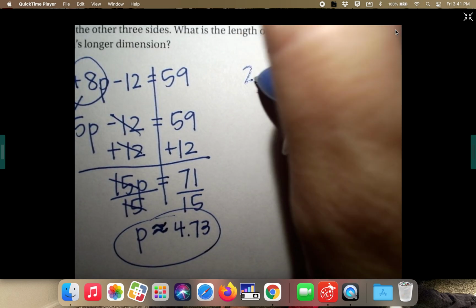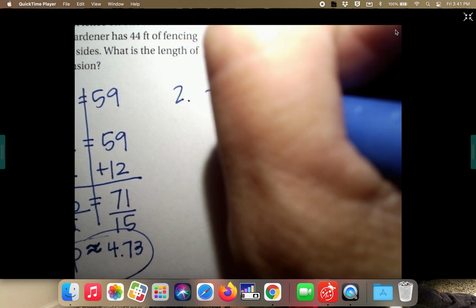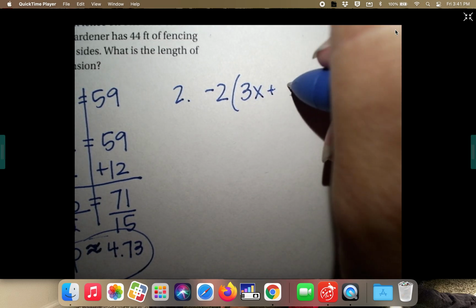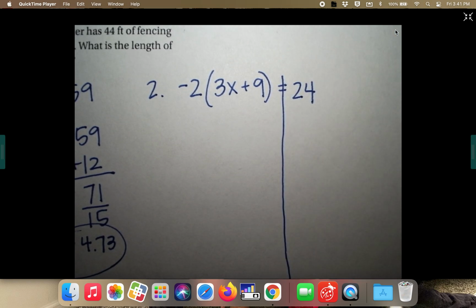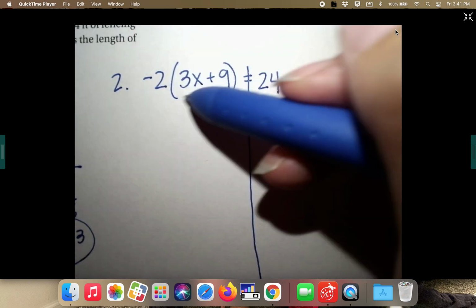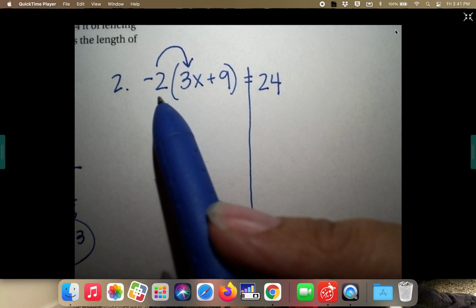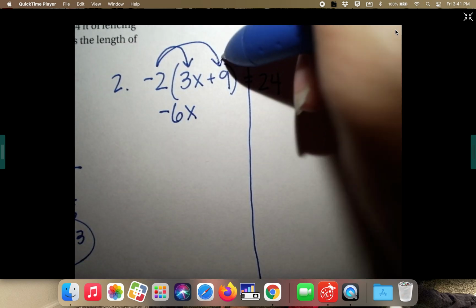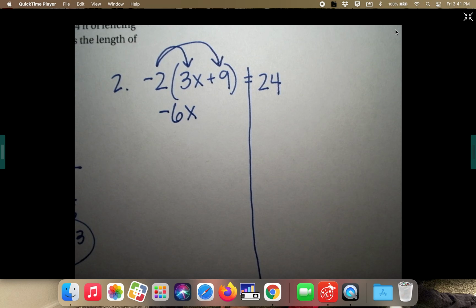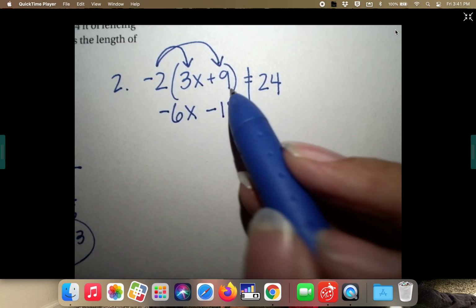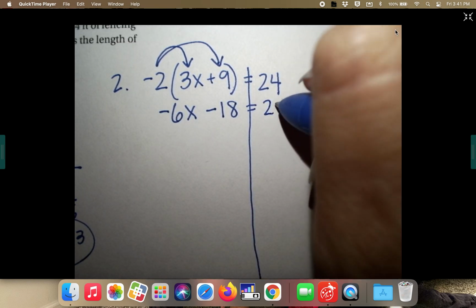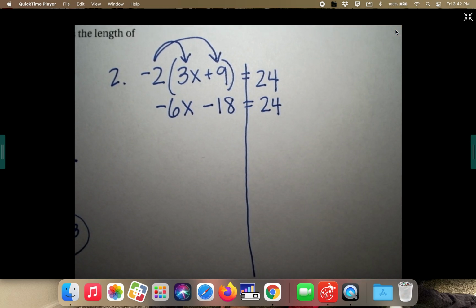Okay, number 2 is negative 2 times the quantity 3x plus 9 equals 24. So what you're going to do is distribute. Anytime you have parentheses, you want to get rid of them by distributing. So negative 2 times 3x is negative 6x. Negative 2 times 9 is negative 18. So it's going to look like minus 18, but that's the same thing as a negative 18. Equals 24. Now we're down to a basic two-step equation.